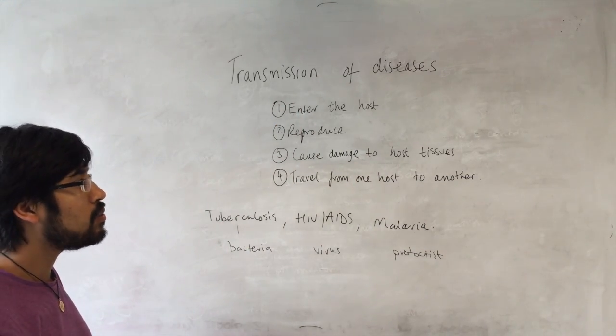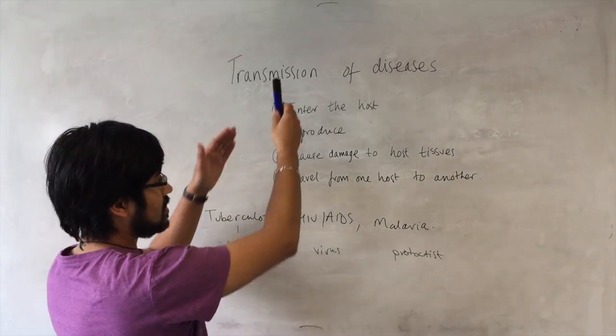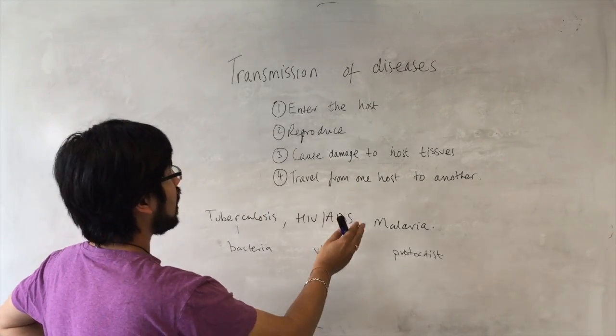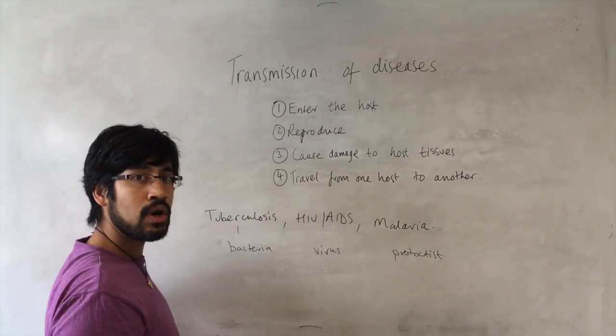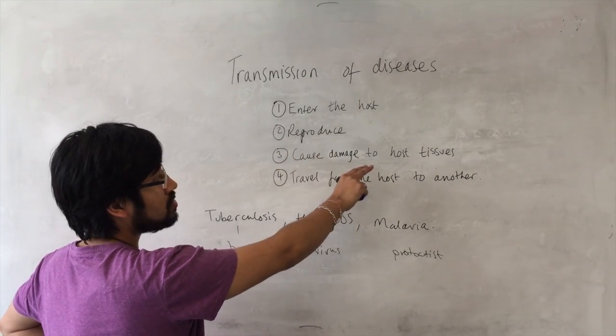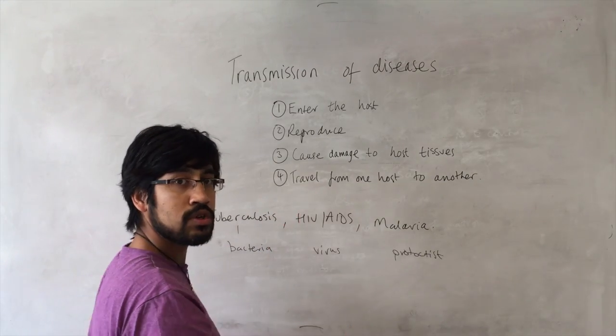Now, there are four points here, but essentially there are only two things I really want to discuss. Let's just look over the four things first of all. Each of these organisms has to enter the host. They have to reproduce. They have to cause damage to that host. And finally, they've got to travel from one host to another.